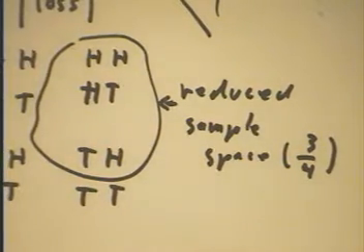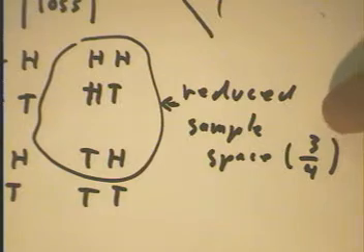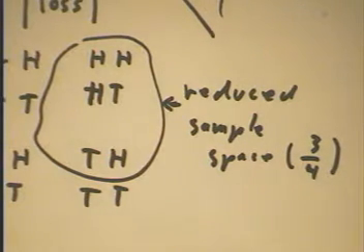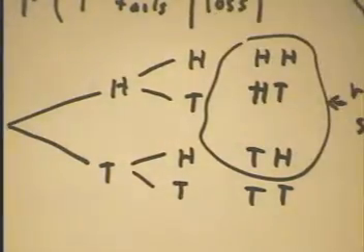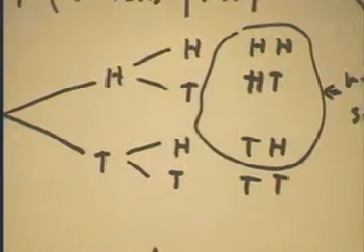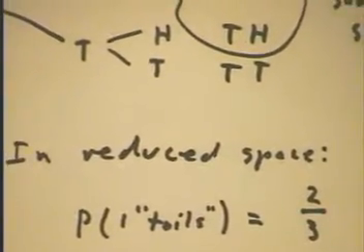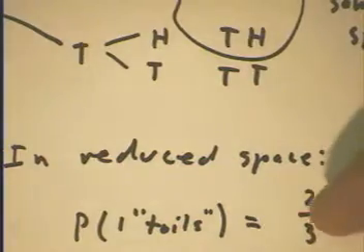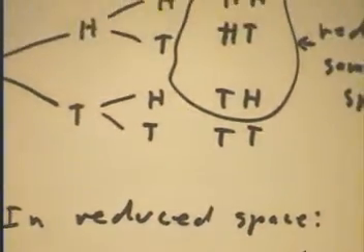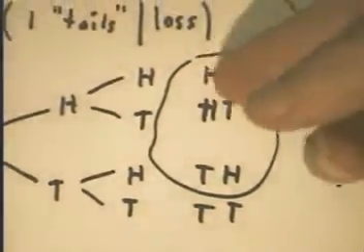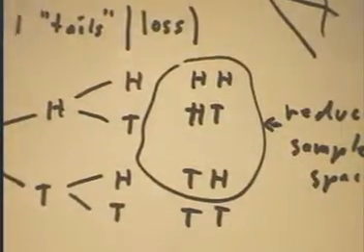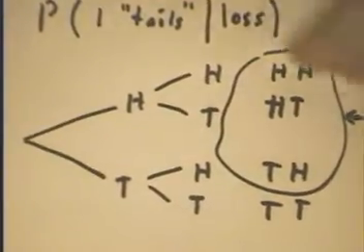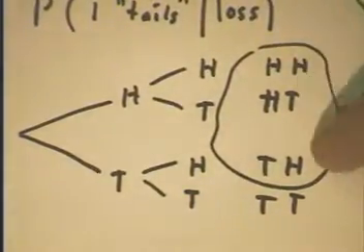The reduced sample space has a probability of 3/4. That is, there's a probability of 3/4 that on 2 flips of a coin we're going to land in this reduced sample space. Now, within this space, the probability of 1 tails is 2 out of 3. We can look up at the reduced space. We have 3 outcomes, and in 2 of them you have exactly 1 tails. So the probability of 1 tails given the loss is 2 out of 3.